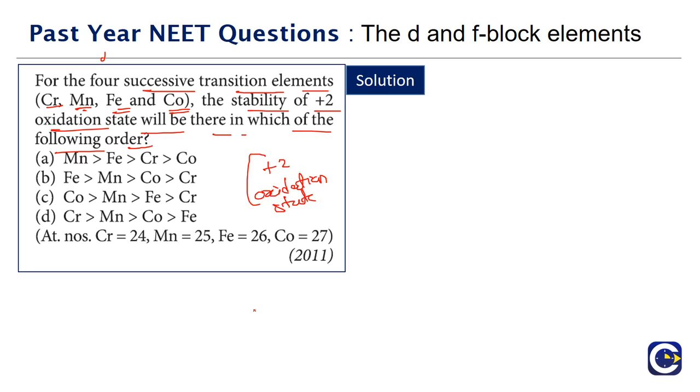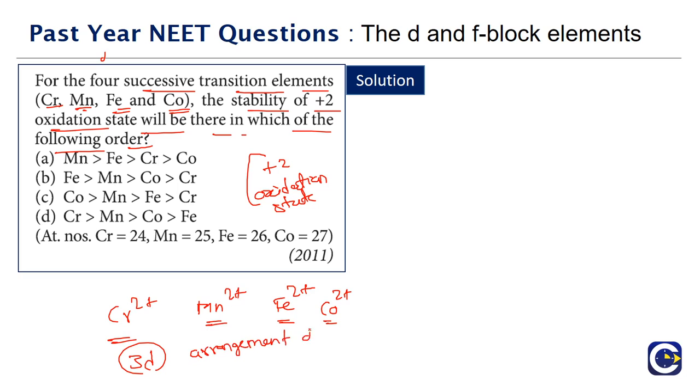Now stability of +2 oxidation state means essentially what we are looking at: how stable the chromium 2+ is, how stable the Mn 2+ is, how stable the Fe 2+ is, and how stable the cobalt 2+ is. See, the stability of any of these ions can be explained based on, generally, the difference in the 3D arrangement of electrons.